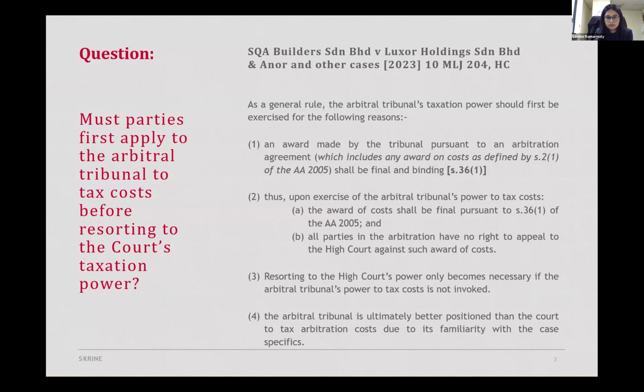My question or my thoughts about this case is, in light of this decision, how do we then explain the express wording of Section 44(1)(b), which simply provides that if the tribunal is not willing or not agreeable to tax the cost, any party may then immediately apply to the High Court for taxation of costs. There is nothing in the Act that expressly compels the tribunal to first decide before an application can be made to the High Court. So that's something that we can think about.